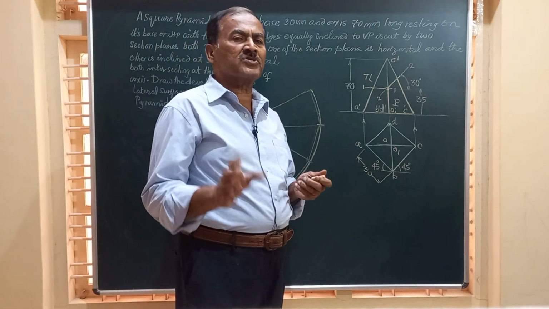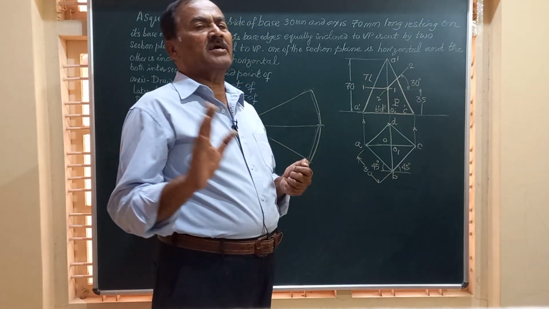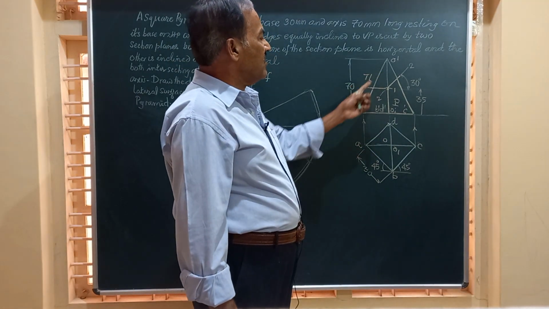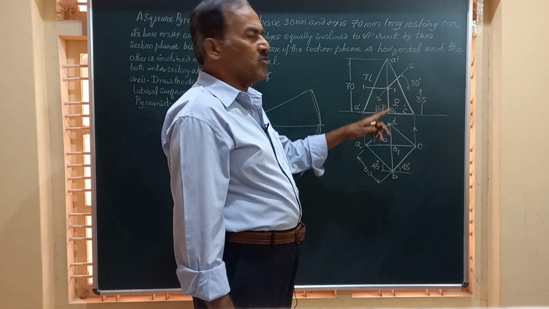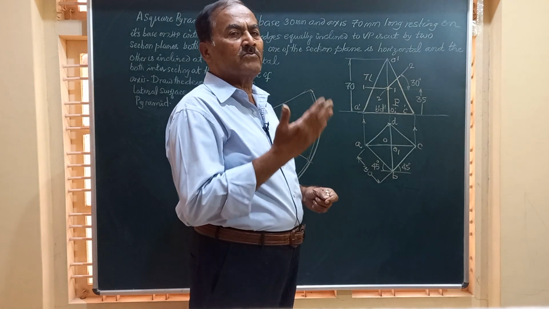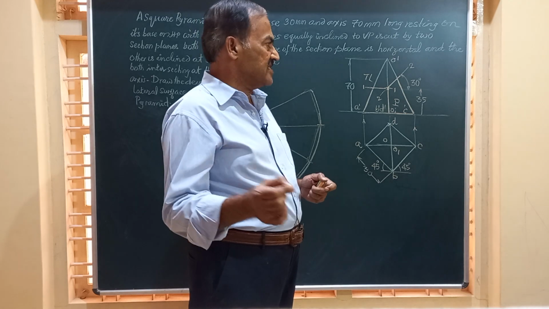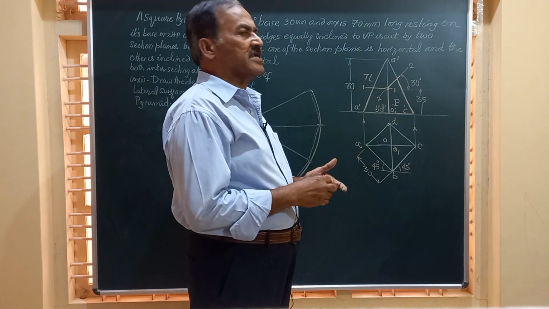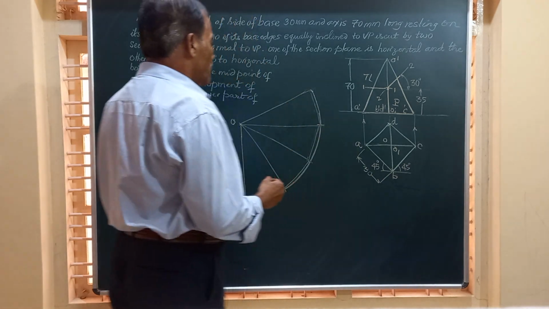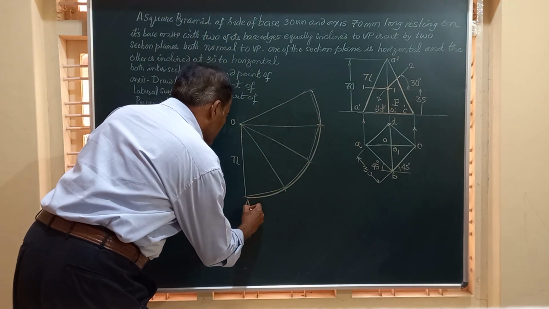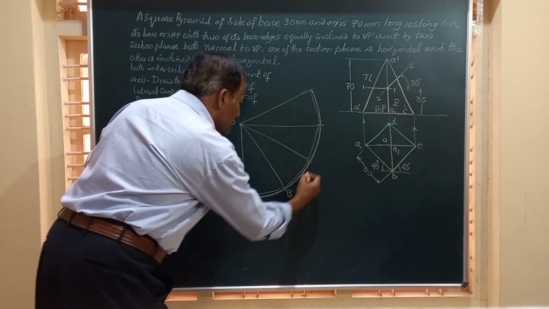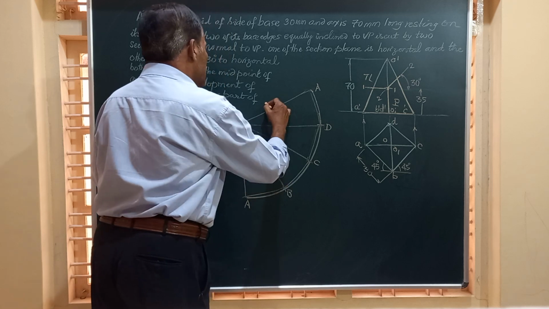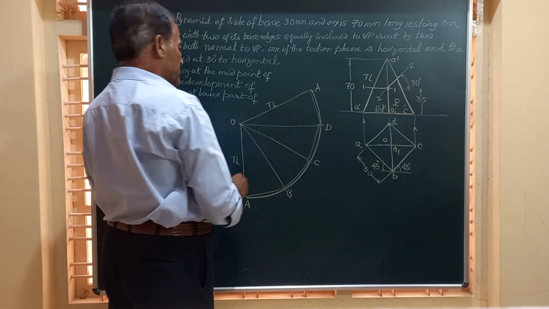Next arises the question, where do we start the development from? In this, if you observe friends, none of these slant edges OA to OD are totally removed by the section plane, and hence you can start the development from any one of these slant edges. Say I am starting from OA. So this is OA, OB, OC, OD, and again OA, because first and the last should have the same measurement.